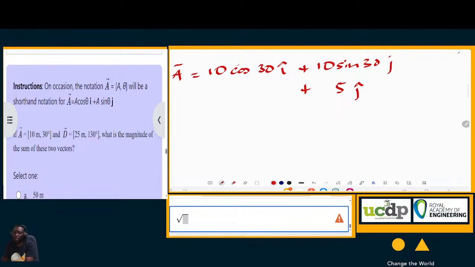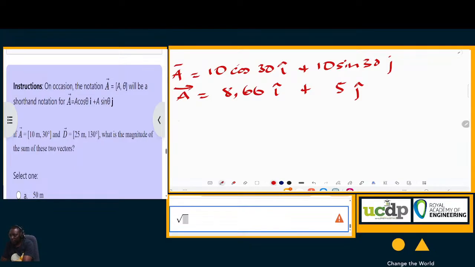And for the x component? The x component is 8,66. Yeah, okay, 8,66i. So this is our vector A. And now we go to vector B.